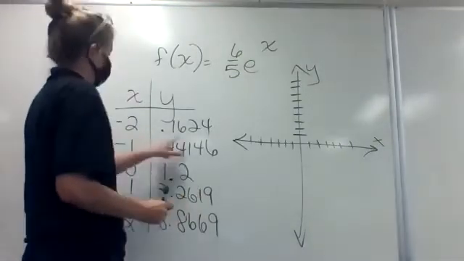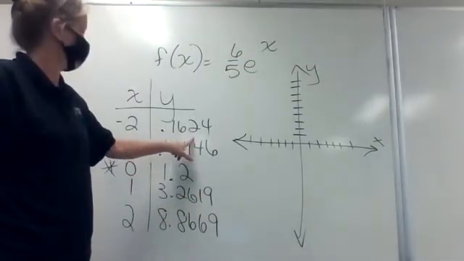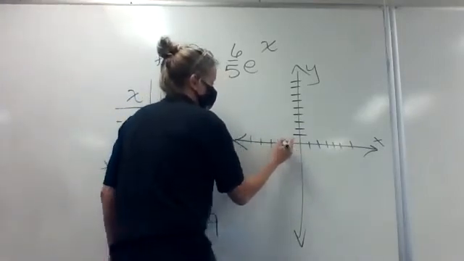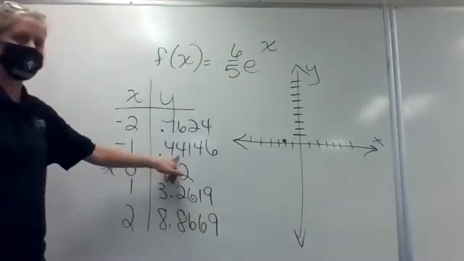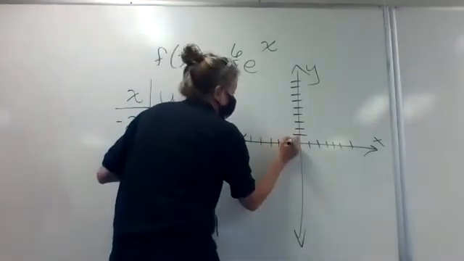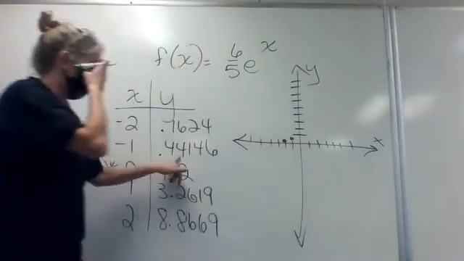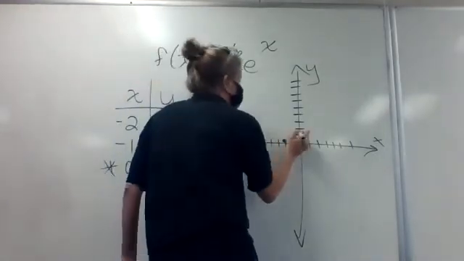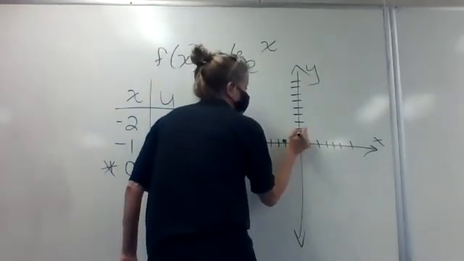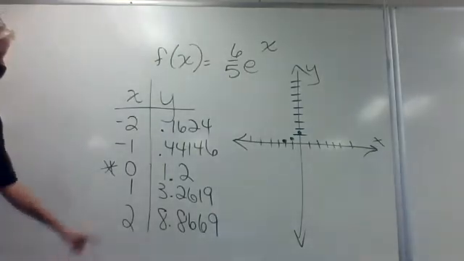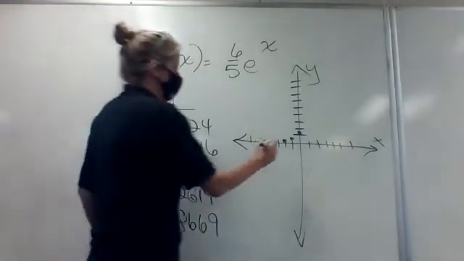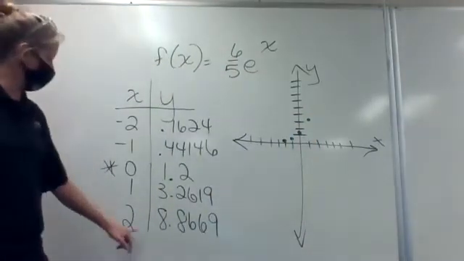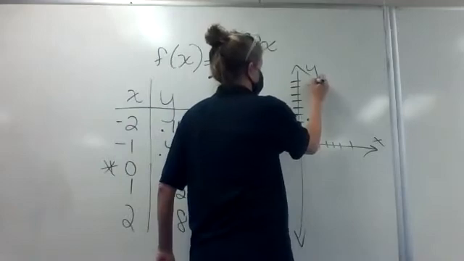All right, left 2, up 0.1624. Left 1, and up kind of close to a half. Again, here's the distinguishing one. Left and right 0. It's going to cross through the y-axis at 1.2. Then to the right 1 and up a little above 3. And right 2 up almost to 9.